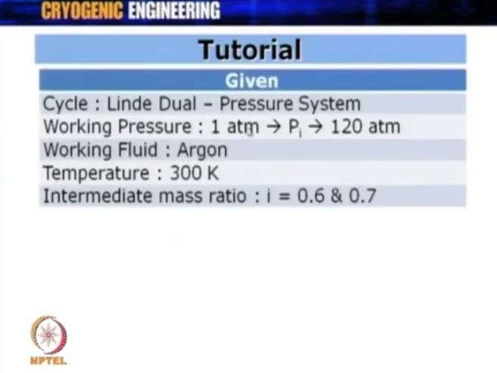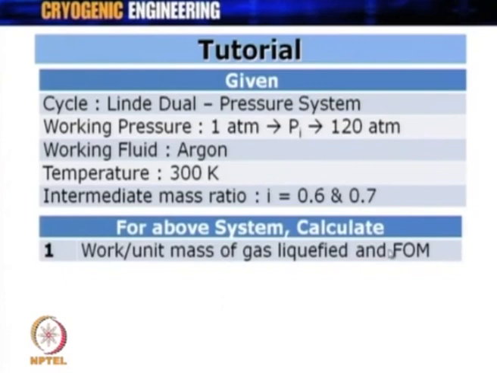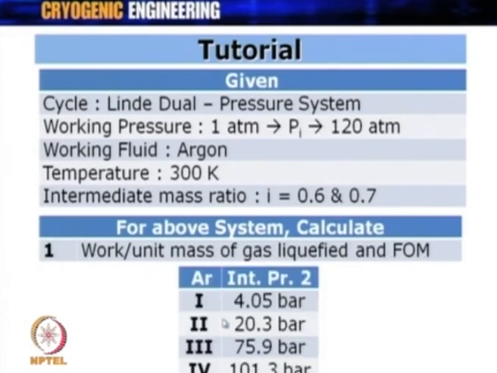This is my problem. We want to work on a Linde dual pressure system. The working pressures are from 1 atmosphere to 120 atmosphere. The working fluid is argon, and it is very important that one has all the properties of argon. The temperature is 300 Kelvin, that means compression is carried out at 300 Kelvin. The intermediate mass ratio is 0.6 and 0.7. For this system, calculate the work per unit mass of gas liquefied, W by m dot f, and figure of merit. The intermediate pressures are 4, 20, 75 and 101 atmospheres.